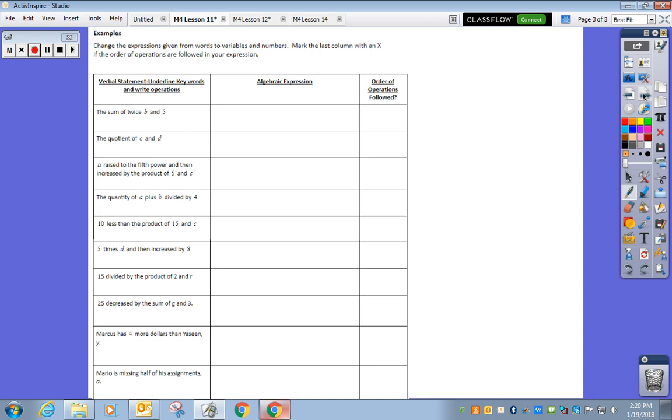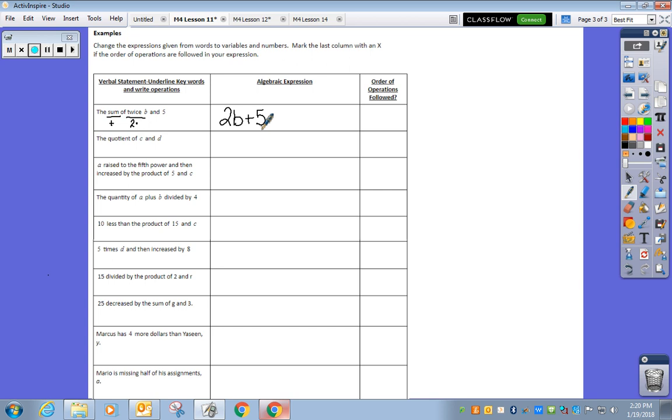and then we're going to see if we've actually followed the order of operations when we rewrote it as an algebraic expression. So looking at the first one, it says the sum of twice b and 5. So the keywords that I see are sum, which means I'll be adding, twice b, which means I'll be doing 2 times b, and then I'm adding that 5 with it.